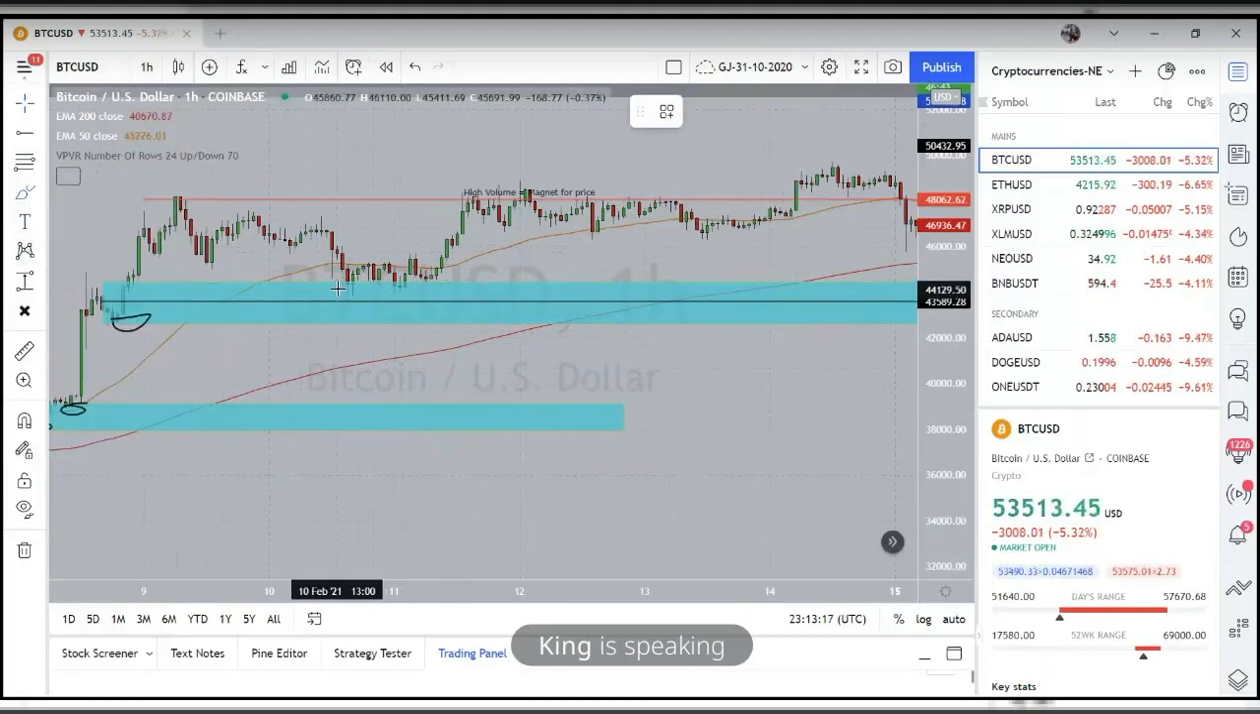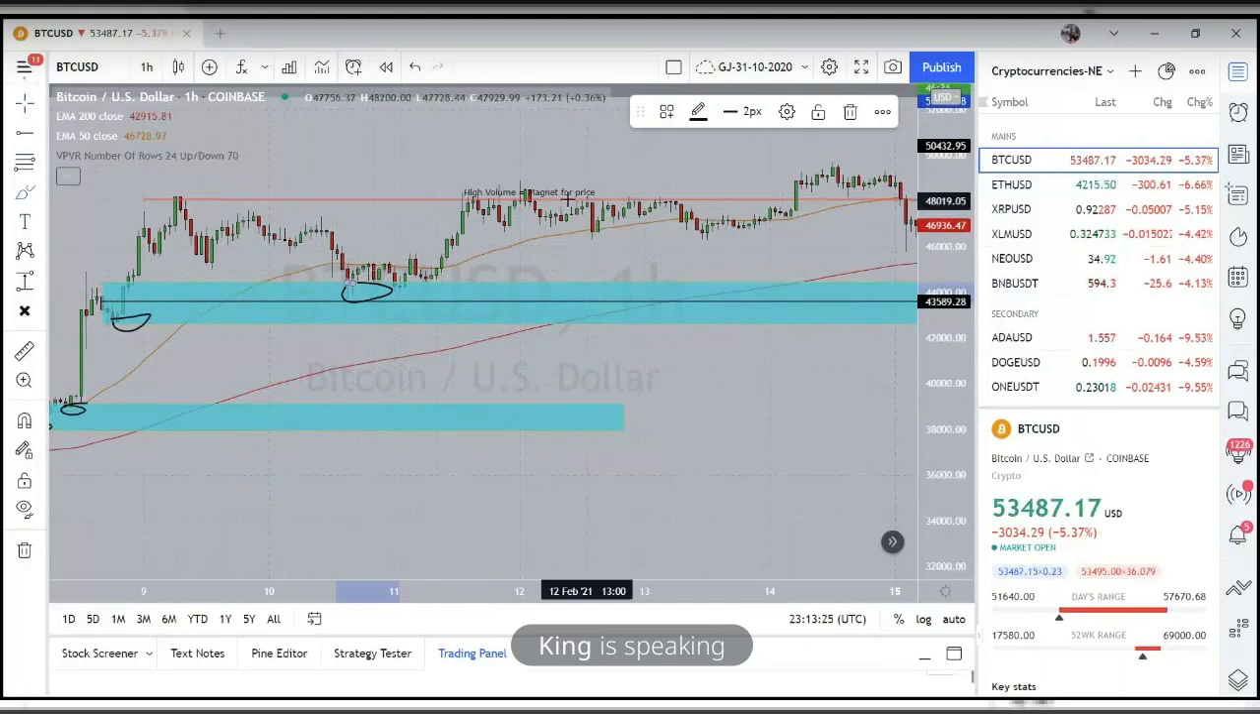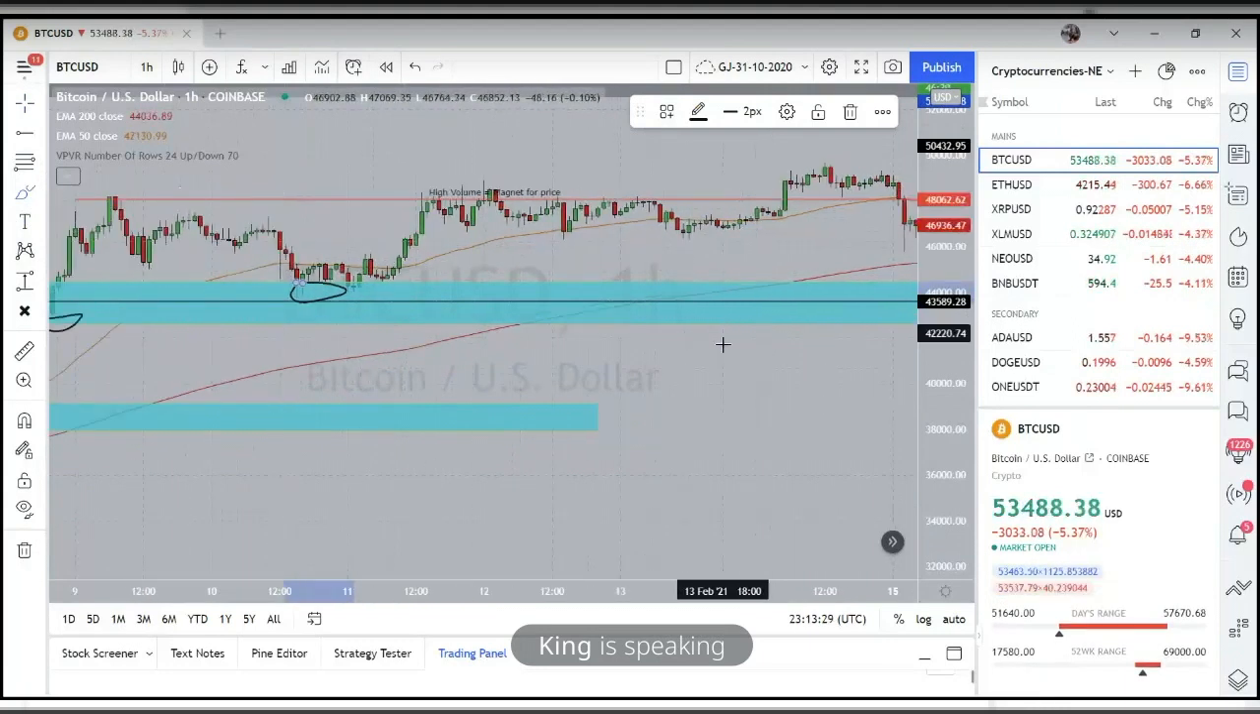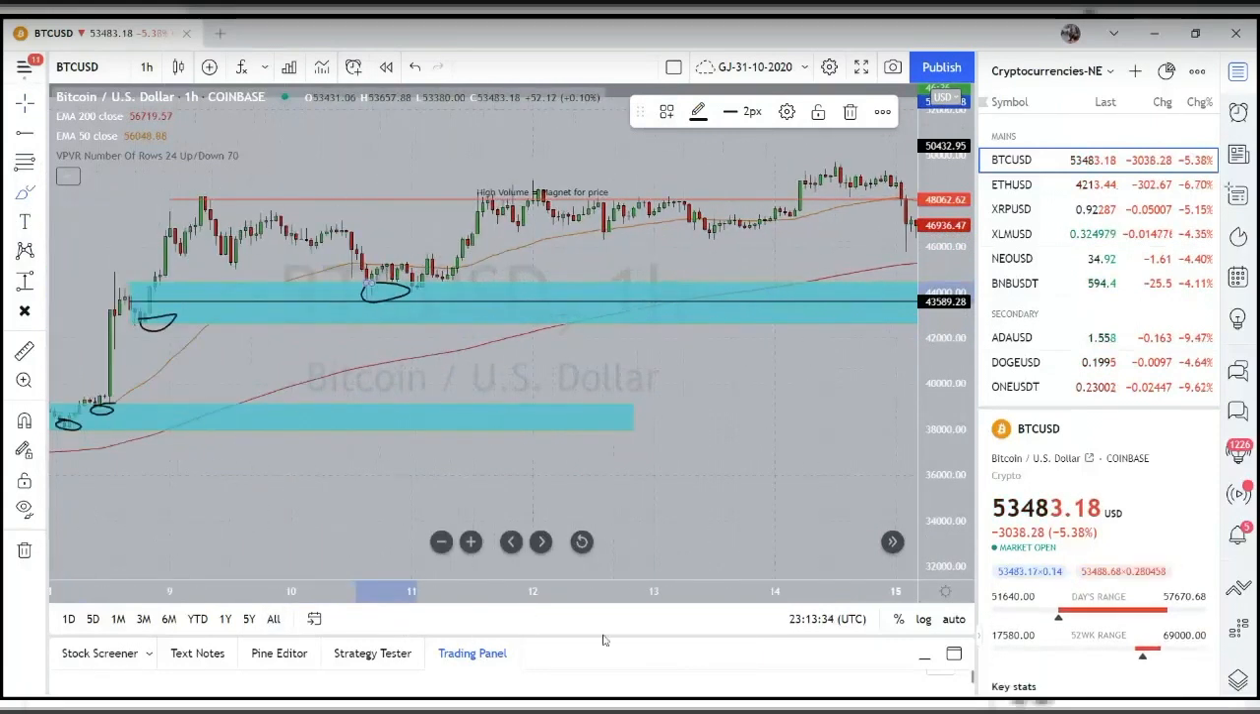That's like the best sort of sign of an order block. But it can literally be any. It could be this one here. It could be this, but usually the order block is the candle before the impulse move.